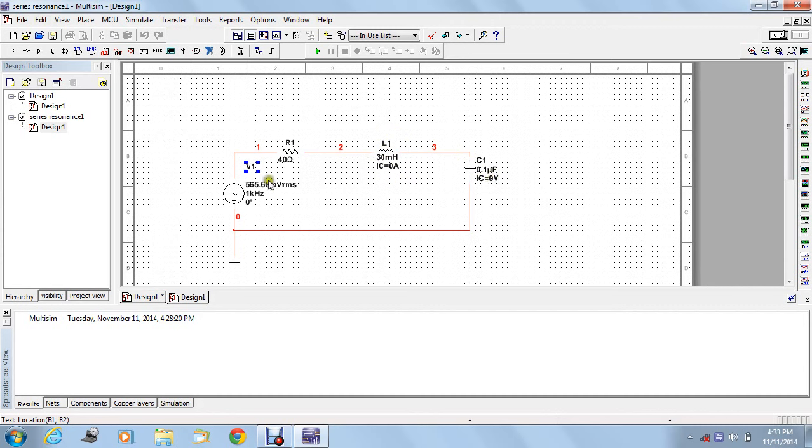IC is 0. Voltage is 565.68 millivolt RMS, or 400 millivolt for simulation, and initial frequency is 1 kilohertz and phase shift is 0 degree. Remember this. Applied voltage is 565.68 millivolt RMS voltage. Starting frequency of this source is 1 kilohertz. R1 is equal to 40 ohm, the internal resistance. L1 is equal to 30 millihenry. Capacitor is equal to 0.1 microfarad.